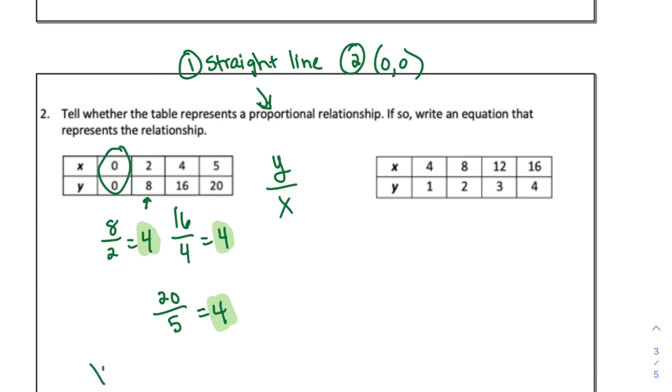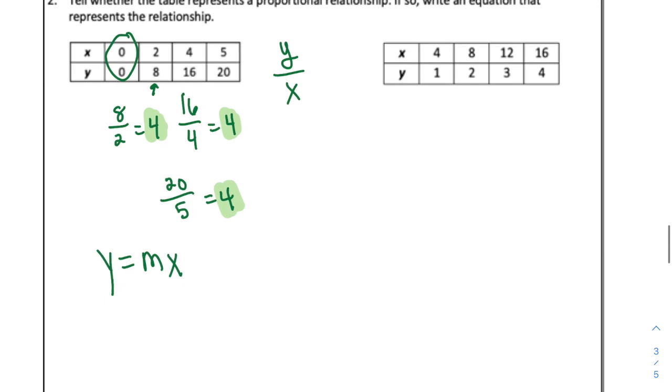Then we can write that equation, y equals mx. And remember what we said. These 4's are the constants of proportionality, and a constant of proportionality is the same as a slope. So that means our m is 4. So y equals 4x. And this one is in fact proportional. If we get all the same answers, it is proportional.